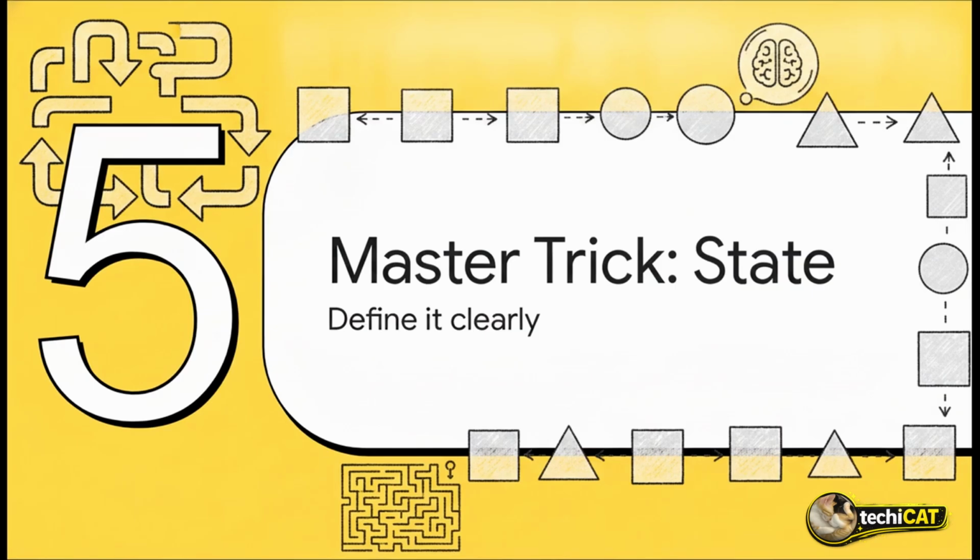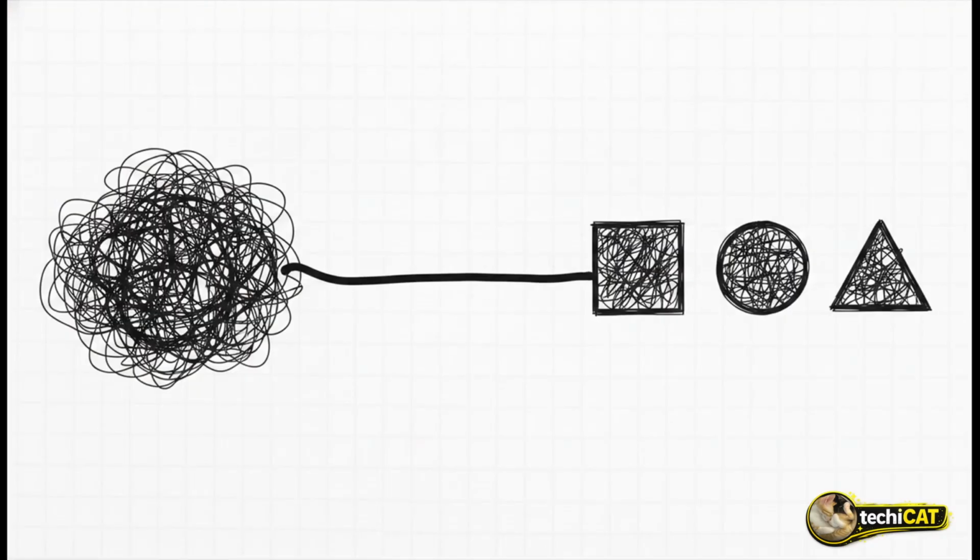Finally, Section 5, the master trick, state. We have arrived at the final and honestly most critical piece of this entire explainer. The real trick to DP is defining the state clearly. You should absolutely spend more time on that than on typing out the code itself. But what actually is state? Well, the state is simply the set of variables that uniquely describe a specific subproblem at a specific exact moment in time.